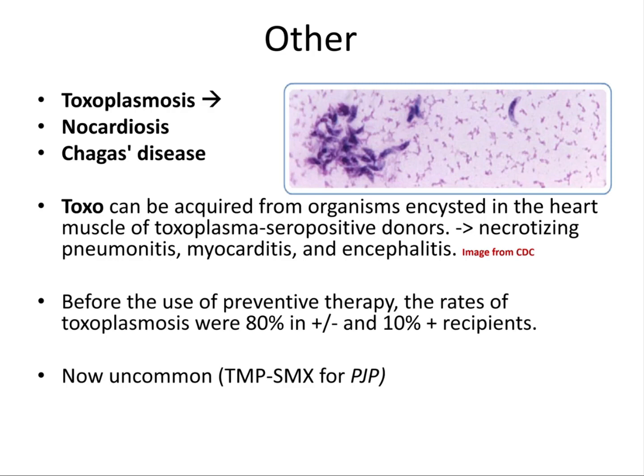You need to be aware of Toxoplasma. People may not take the prophylaxis if they're positive. This is something that we screen and prophylax for. So toxoplasmosis, Nocardia, and Chagas. This is like a heart thing.